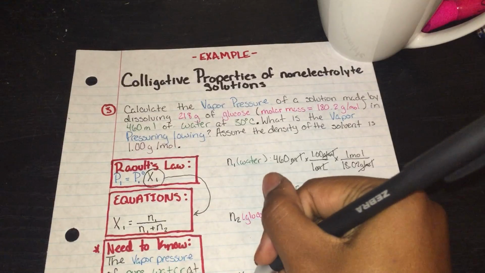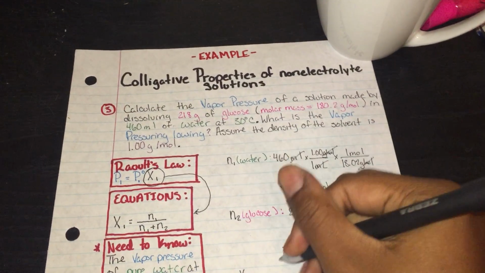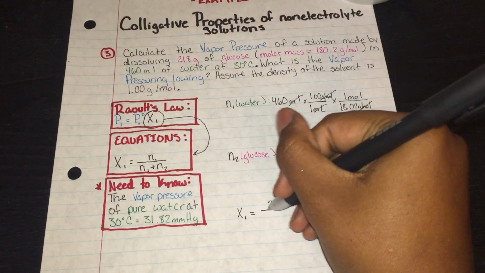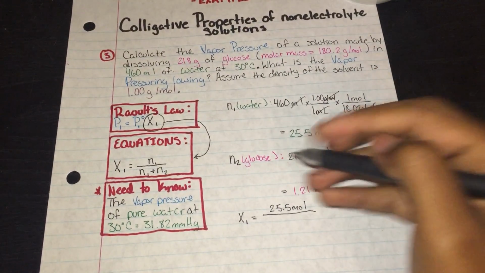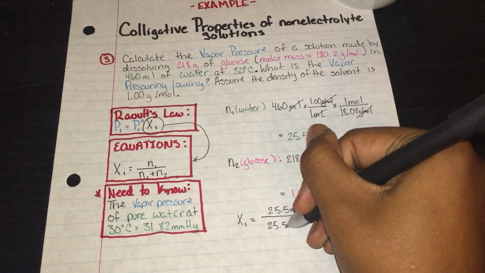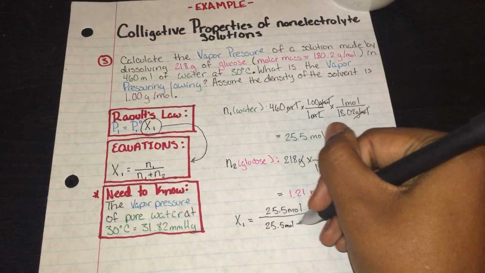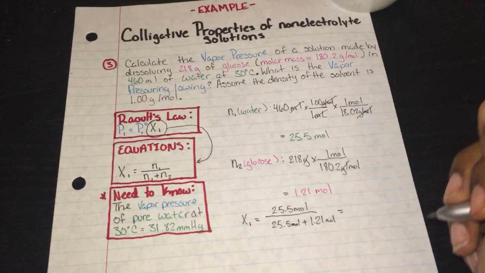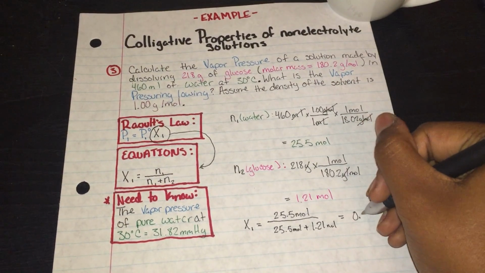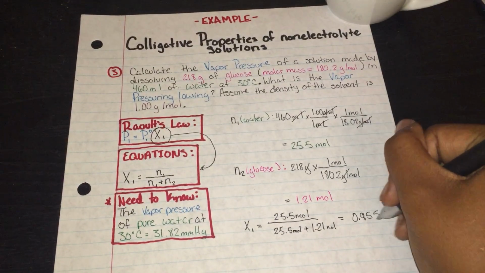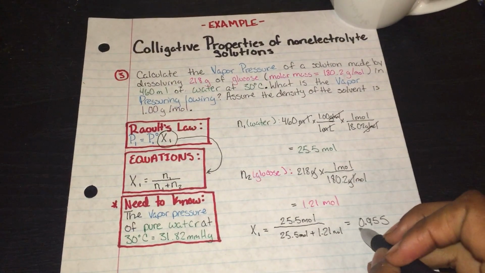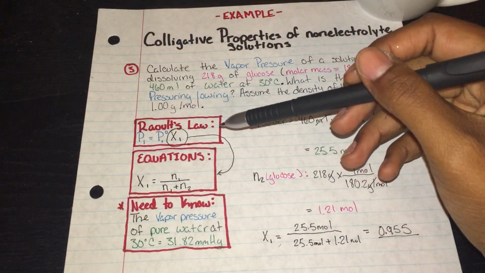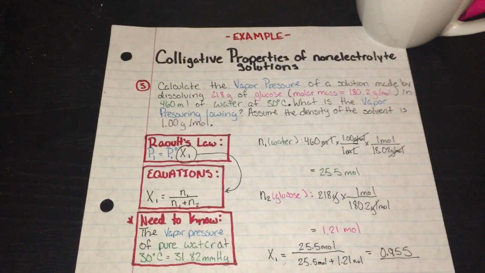So we have X1 equal to N1, which is 25.5 moles, over the sum of N1 and N2, which is 25.5 moles plus 1.21 moles. When you plug this into the calculator, we get 0.955, and this is our mole fraction of water. Now that we have our X, we can go ahead and plug this number into Raoult's law to solve for our vapor pressure.